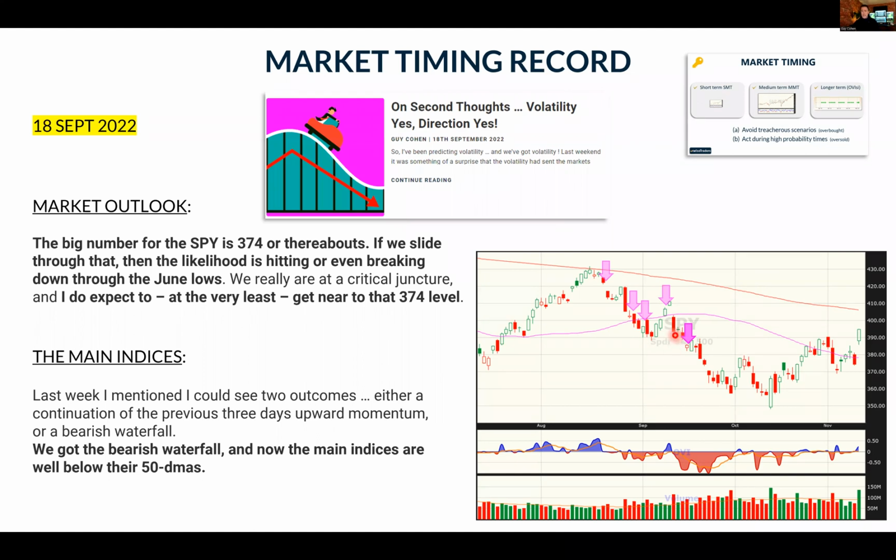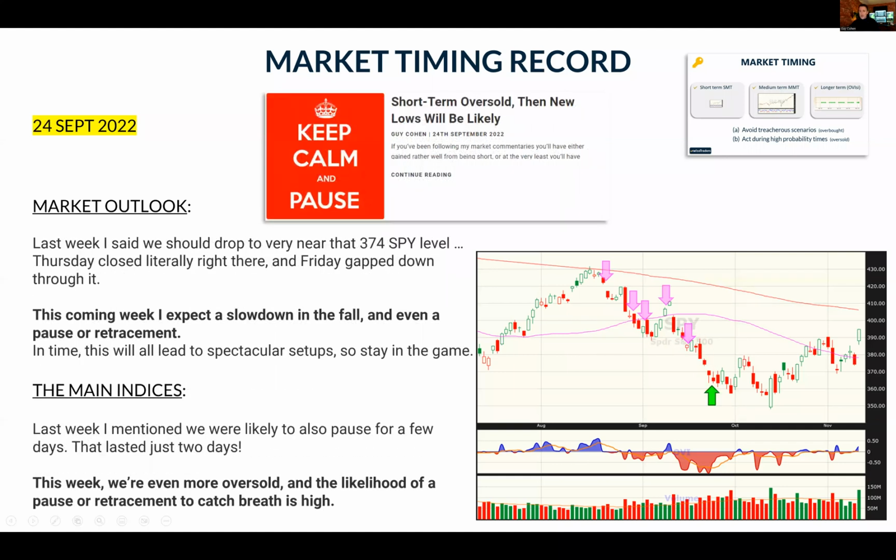So we get to the 18th of September, and I say, well, look, my target now for SPY, the S&P, is 374. That is down here. So for a little while, if we slide through that, then the likelihood is hitting or even breaking down through the June lows. The June lows are kind of around this sort of area. So did that actually happen? Well, it did.